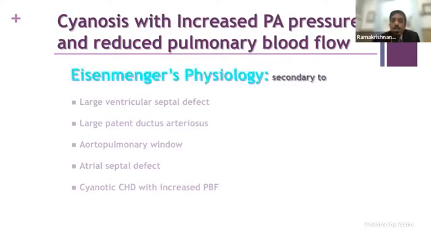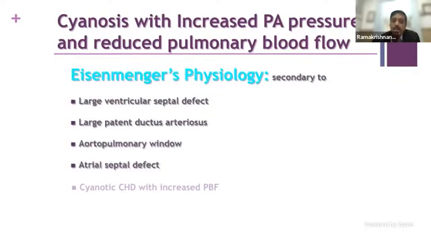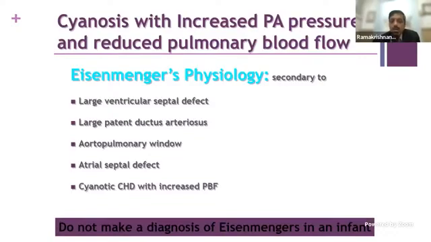So Eisenmenger physiology is generally due to large ventricular septal defect, large patent ductus arteriosus, aortopulmonary window, atrial septal defects, and a large chunk of group of conditions called acyanotic congenital heart disease with increased pulmonary blood flow that will encompass your truncus arteriosus, single ventricle with PAH, various other situations where there is increased flow and then along with the PAH.